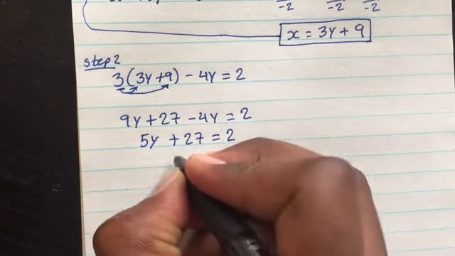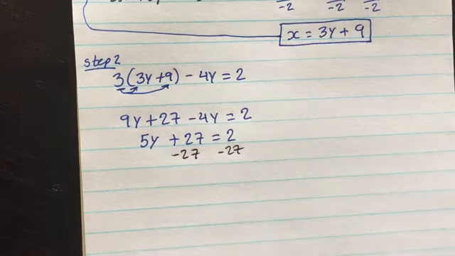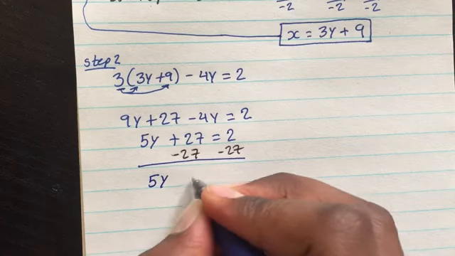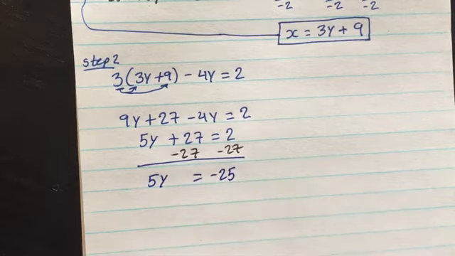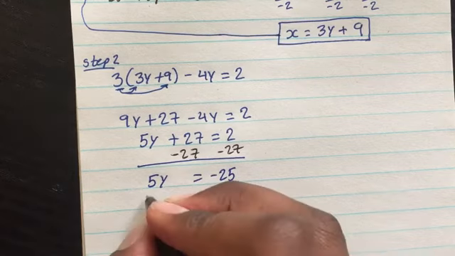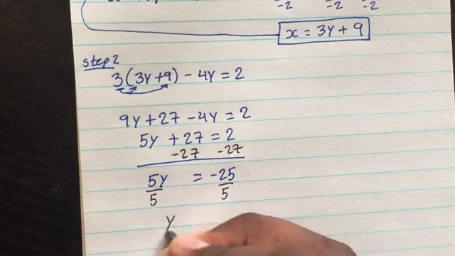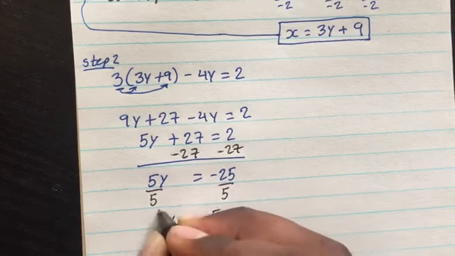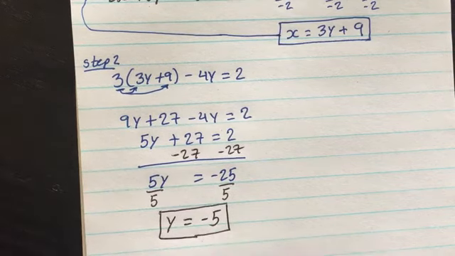Subtract the 27 to both sides. 5y equals negative 25, and divide by 5 to isolate the variable y. So y equals negative 5. So the value of y is equal to negative 5.